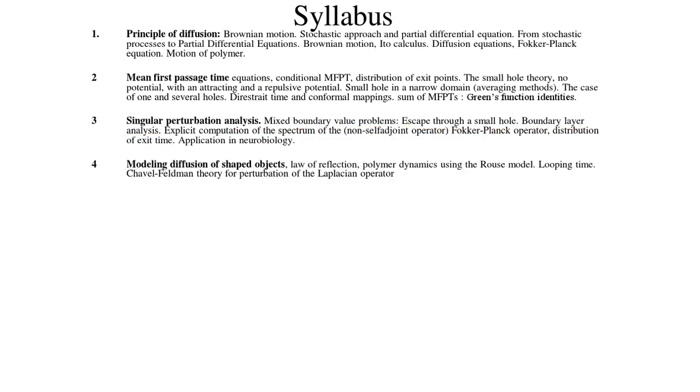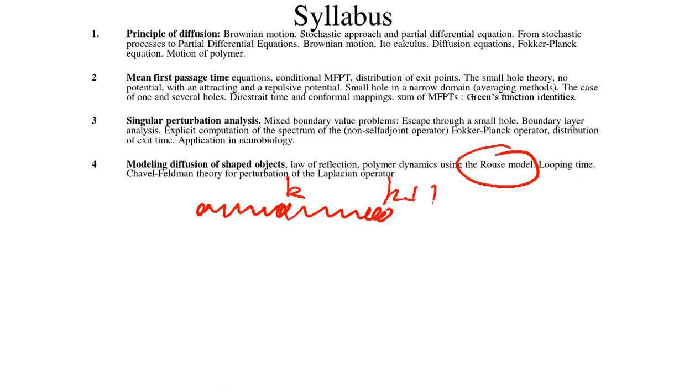Then we will continue with modeling shaped objects, and here this is really where I want to discuss the Rouse polymer, and specifically when you have a polymer which is an ensemble of beads connected by springs, so bead k, k plus 1, k minus 1. What's the motion for these beads? And how can we study, for example, the time it takes for a polymer to form a loop, that is for the end beads to come in close vicinity, let's say in a sphere of radius epsilon.